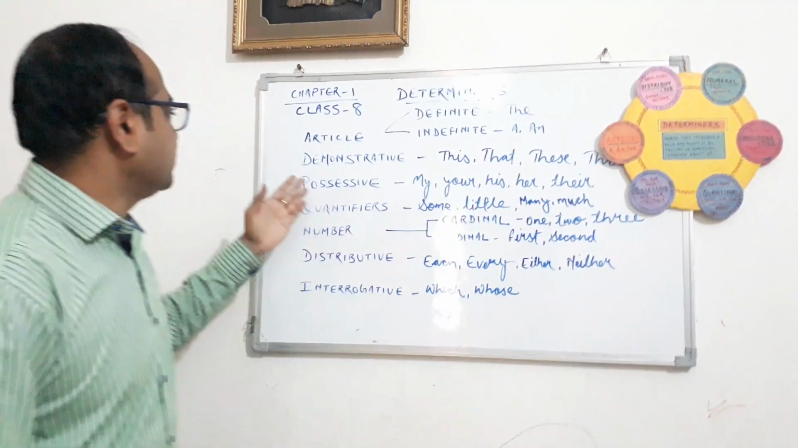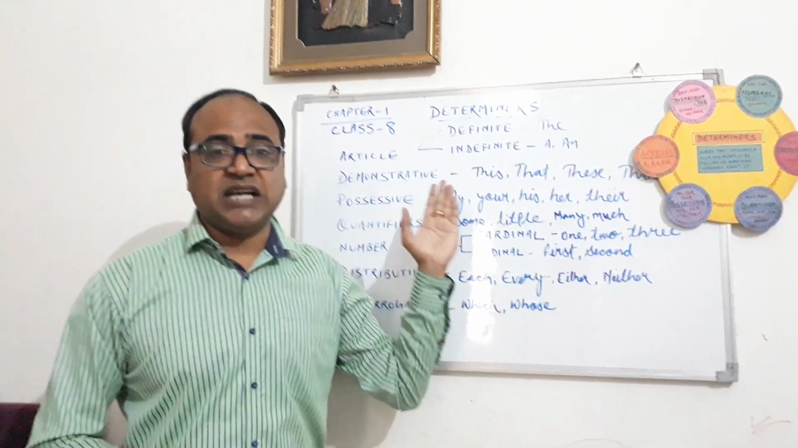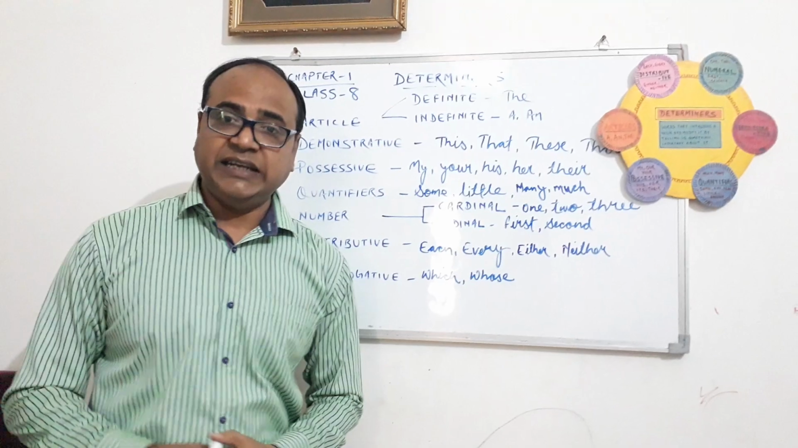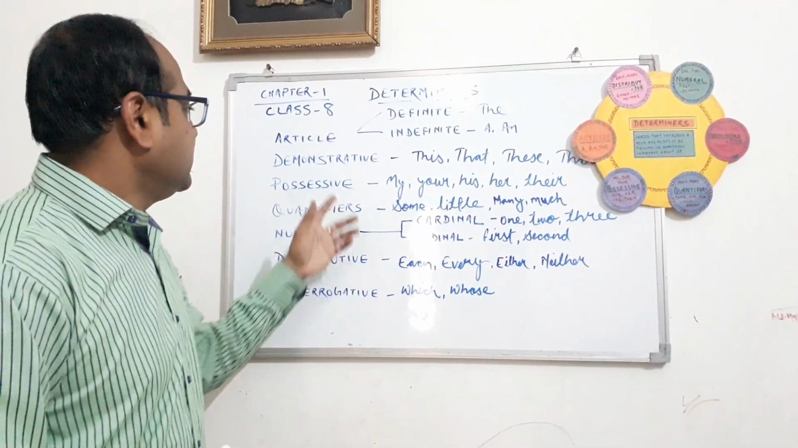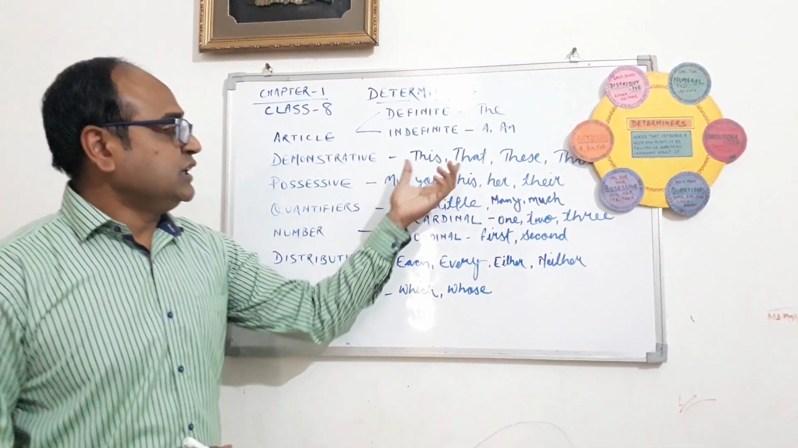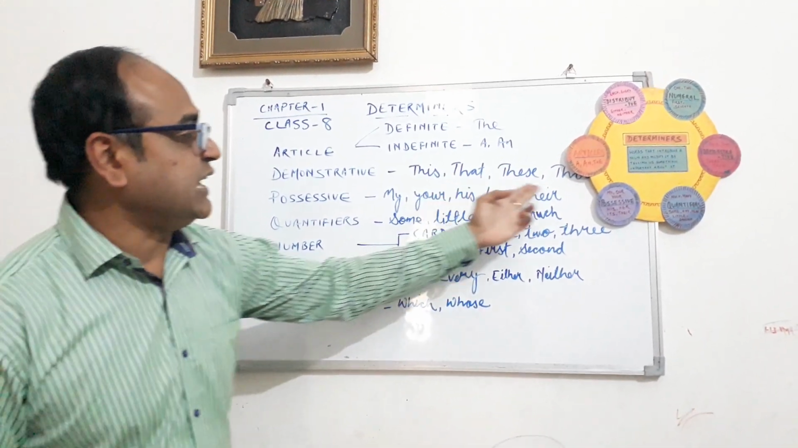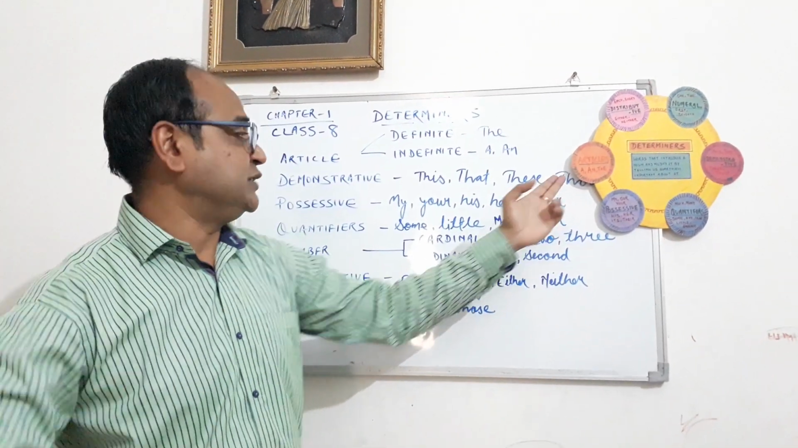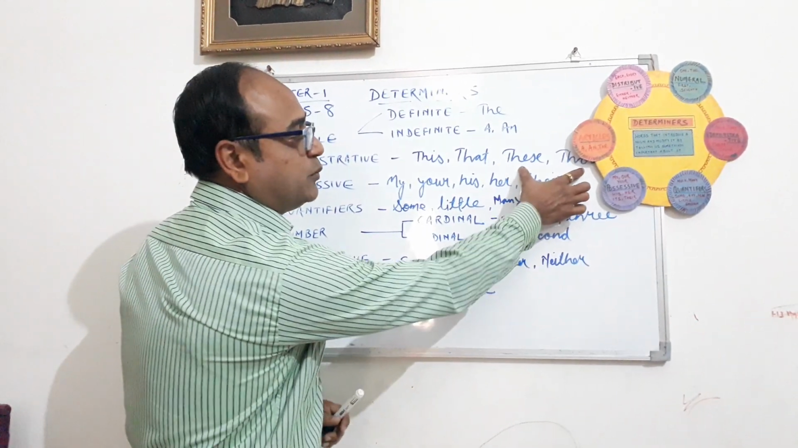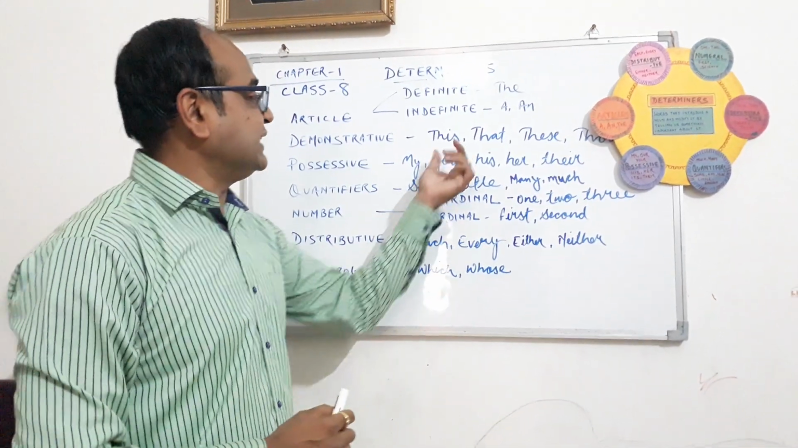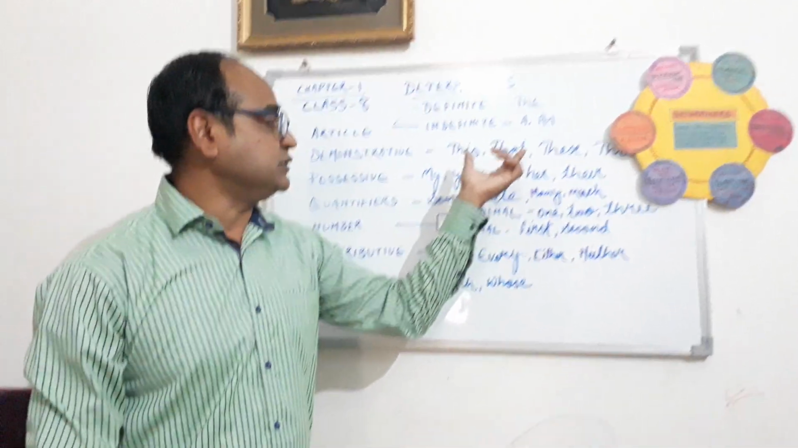Now let us come to the next one. Demonstrative determiners are used to indicate a material or a substance. They are used to demonstrate. This and these are used for near objects, and that and those are used for far off objects. These and those are used for plural nouns, and this and that are used for singular nouns.